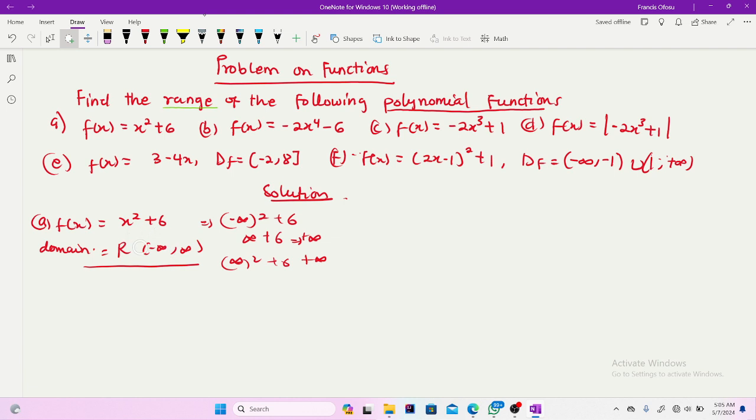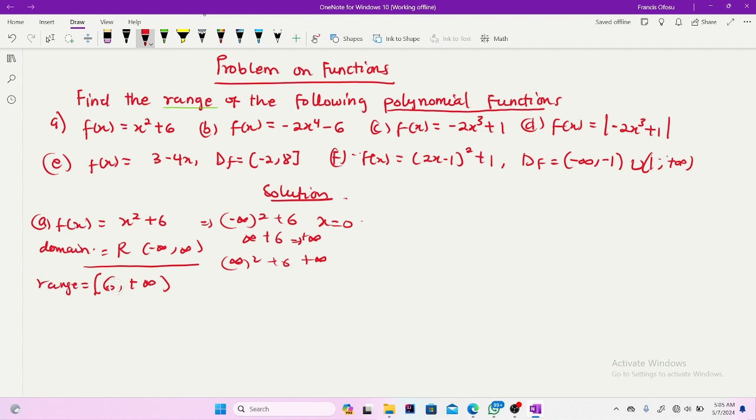So the minimum value this function can get is when x is equal to 0. Let's see, when I put x equals 0, I get 6. And remember that any negative number I put here, because it is squared, it's an even function, will become positive. Therefore, my range will have the lowest value to be 6 and the maximum to be positive infinity. So this becomes our range.